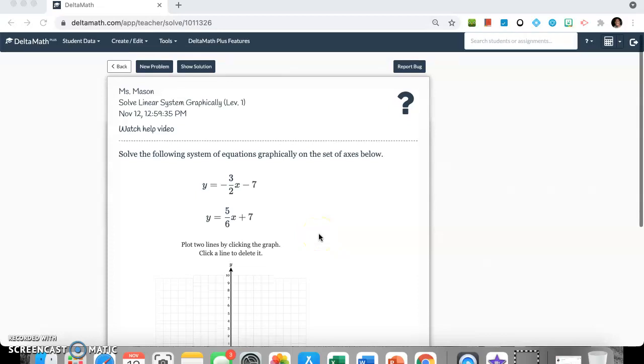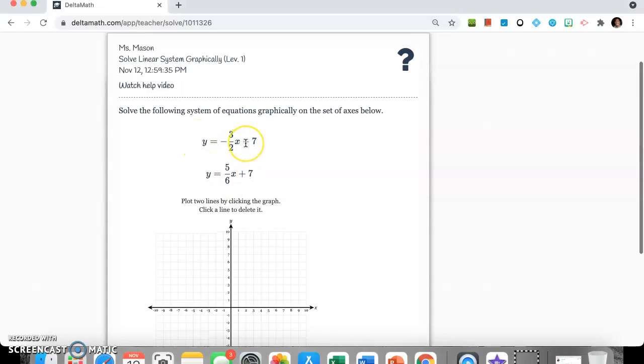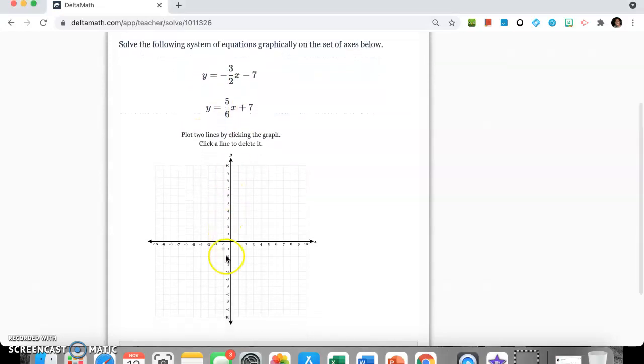In this video, you're going to learn how to solve systems of equations by graphing. So what we're going to do is take this first equation right here and graph it on our grid. So our y-intercept is -7. I go down to -7. My slope is -3/2, so I want to go down 3 and right 2, and I graphed my line.